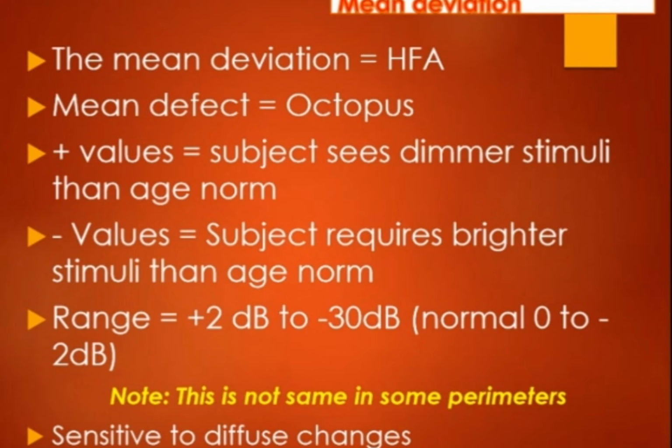Then if you see a mean deviation that is from -3 decibel to -5 decibel, there is mild damage or mild depression. The mean deviation from -6 decibel to -8 decibel is seen as moderate damage or moderate depression. A mean deviation of -9 decibel and above is seen as severe damage or severe depression.